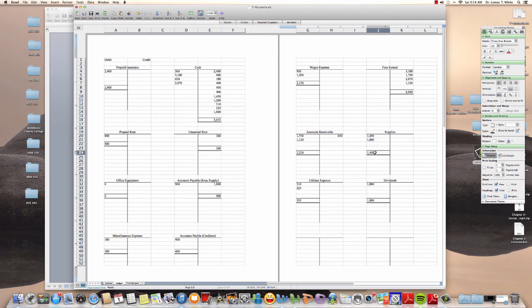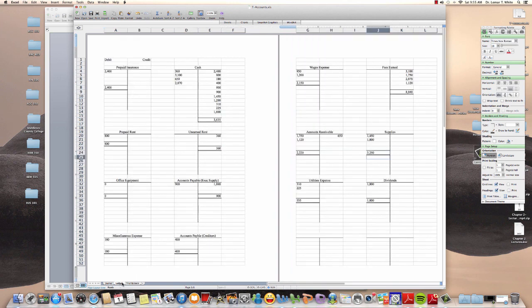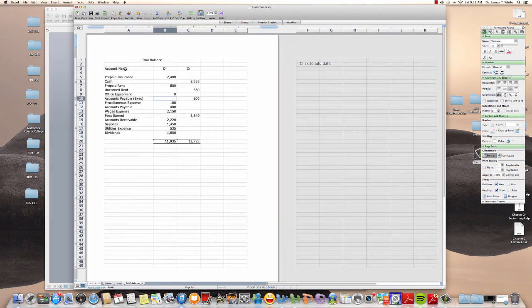And let me re-add this balance. So now my office equipment becomes 0. So I'm going to go to my trial balance. My office equipment becomes 0, and my supplies becomes $32.50. So my supplies becomes $32.50. My trial balance still balances.